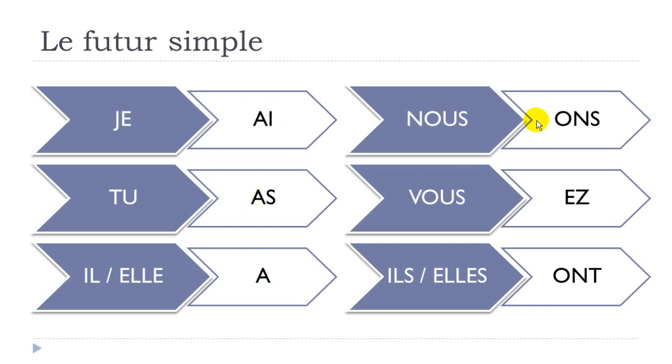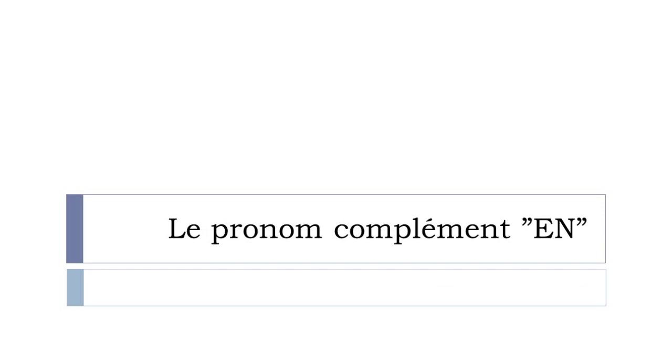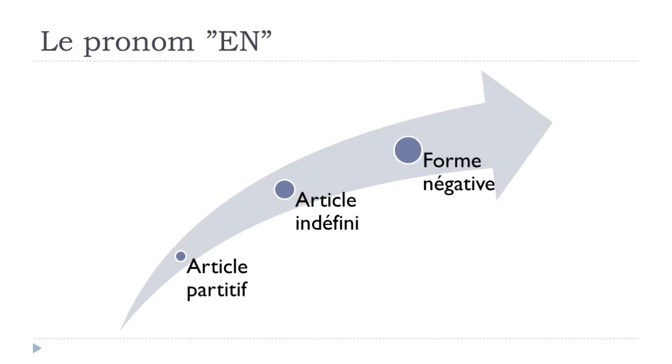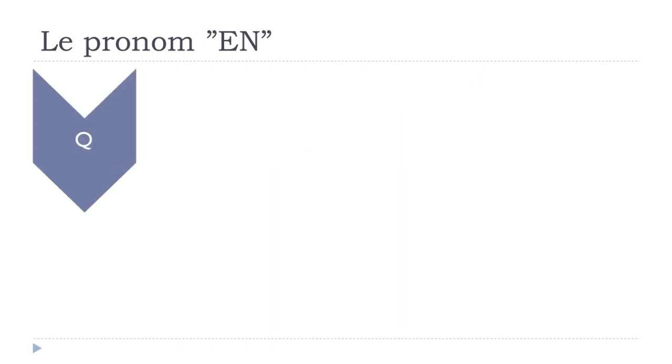Le pronom complément en. So let's see now. We can use this pronom complément en, whether with an article partitif, so this some concept, or then it can be an article indéfini, in English it would be a, un, une, or then it can be at the negative form, so that's what we'll see, and then we'll start first with l'article partitif. Okay, so let's see now how we can make it.